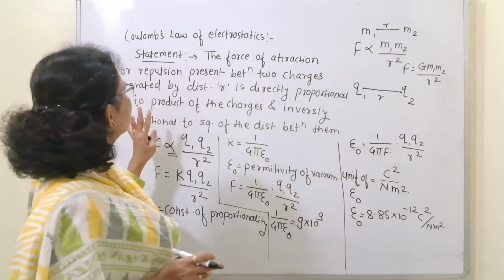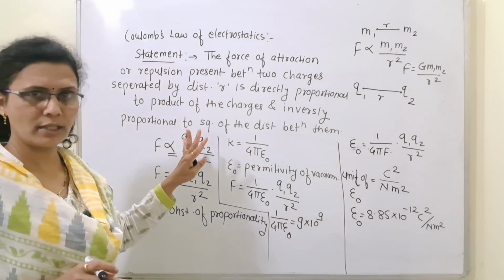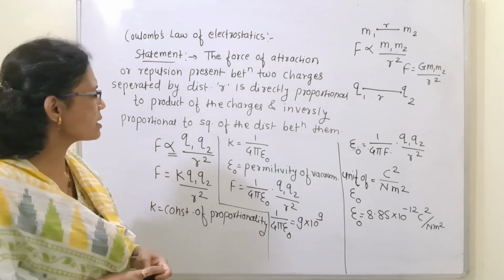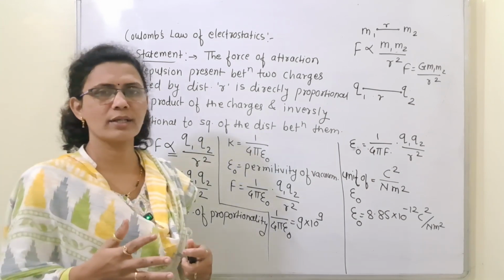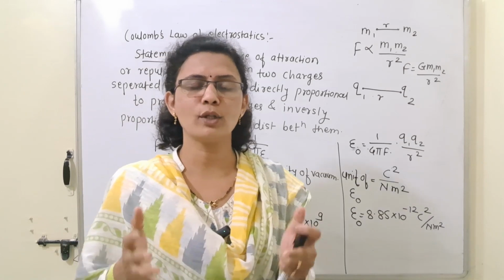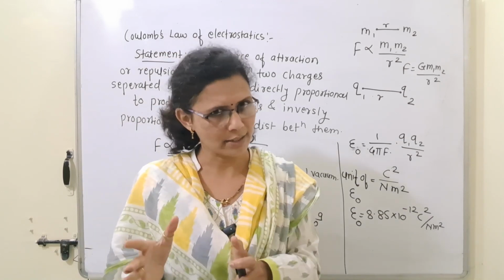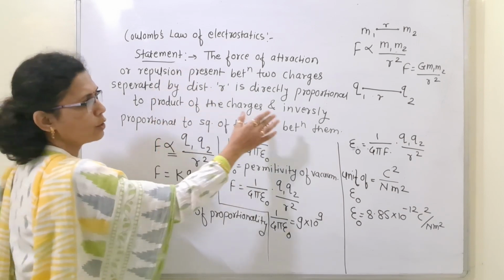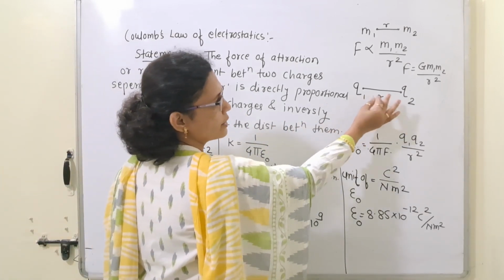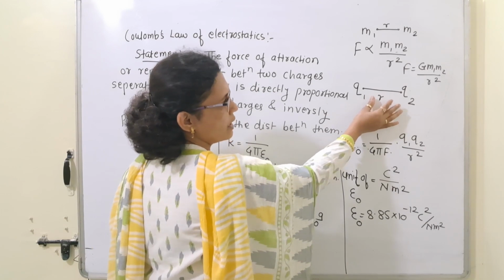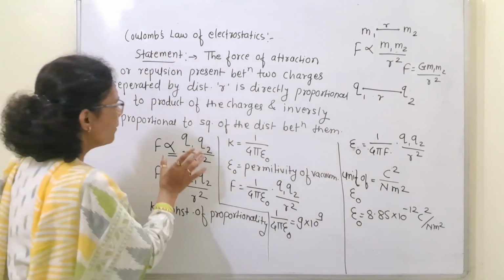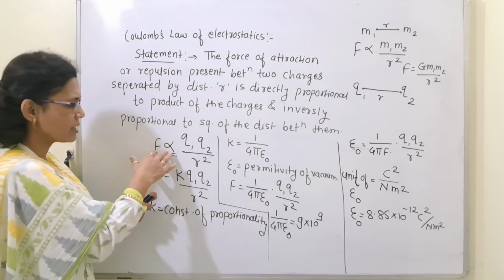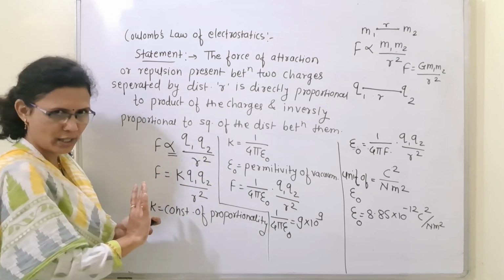You understood the Coulomb's law of electrostatics? If it is asked in the exam, it will be for 2 or 3 marks. In that case, they will ask the question as state and explain Coulomb's law of electrostatics. First, you have to write the statement like this. Then draw this diagram. Only Q1, Q2 show the charges. Distance between them is R. Mathematically, we can write F is directly proportional to Q1 Q2 upon R square.